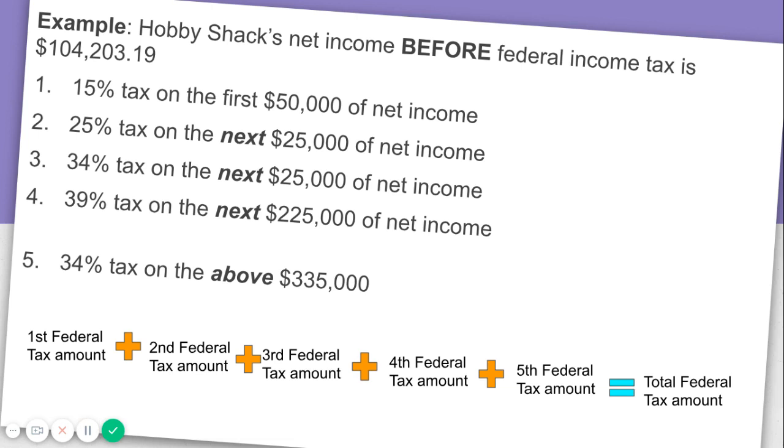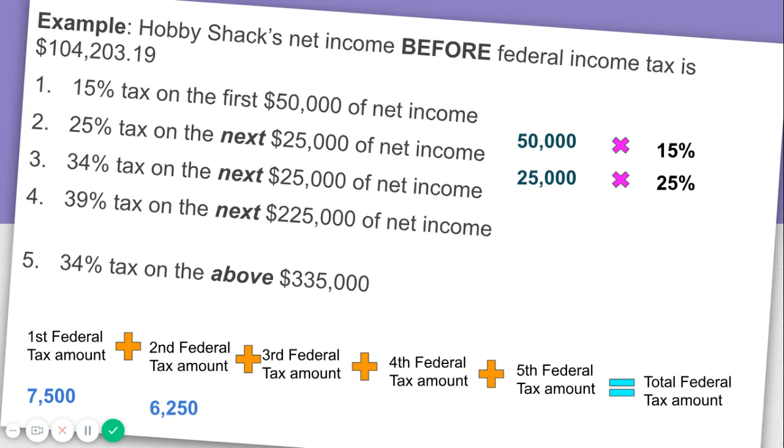Here's an example. Hobby Shack's net income before federal income tax is $104,203. So on the first 50,000, you're going to multiply by 15%. So first 50,000, and we get 7,500. On the next 25,000, so we take 25,000 times 25%, and we get 6,250. So we're up to 75,000 so far.